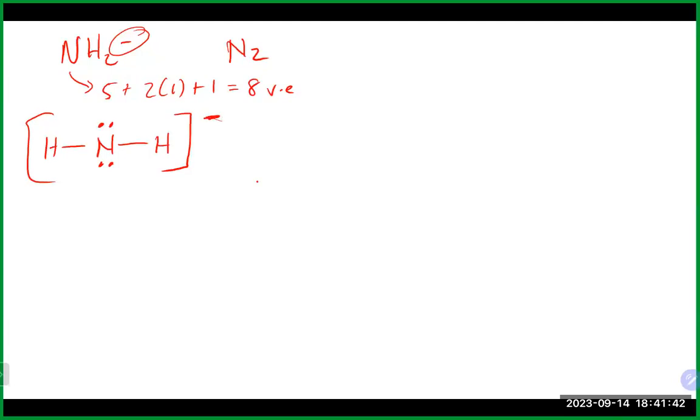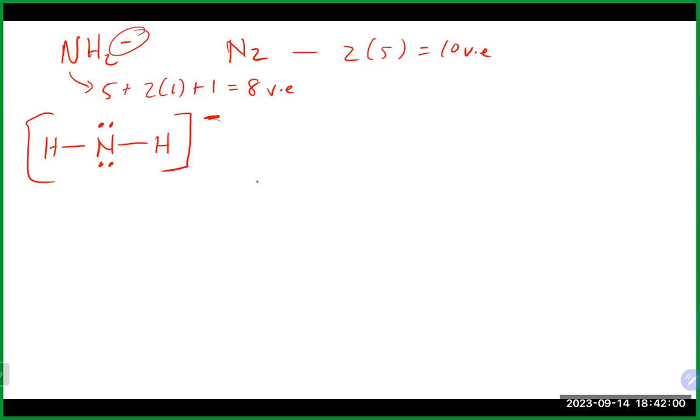And again, here the nitrogen has 8 electrons. Each hydrogen has 2. Any questions on that one there? And lastly, on our journey of Lewis structures here, we're at nitrogen, which is 2 times 5. That is 10.